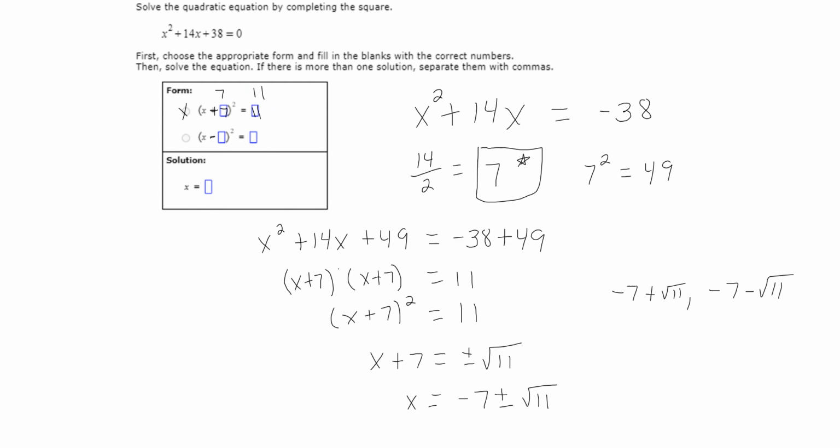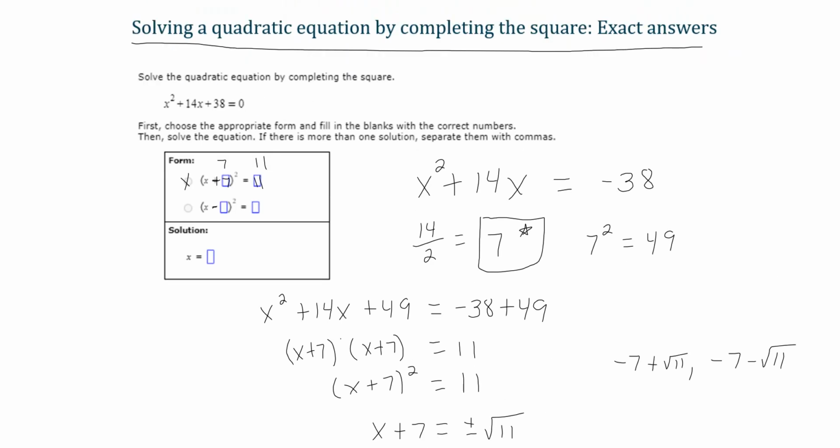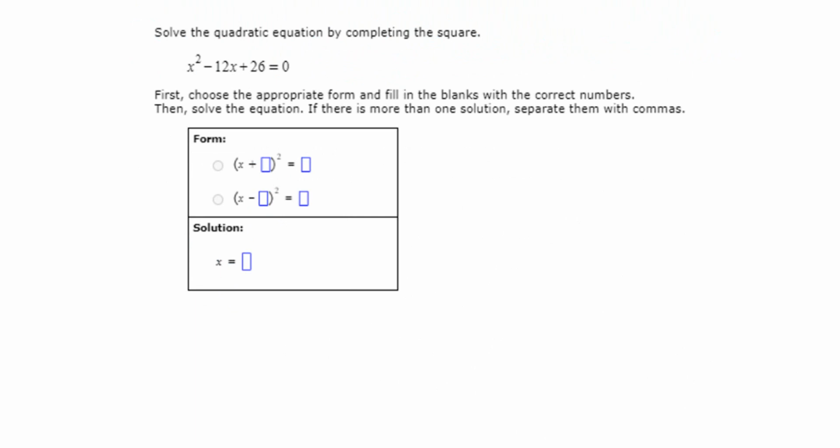So let's move on to another. All right, if you'd like to pause this and try it, go ahead. I'm going to do the problem. So we've got to figure out what format it is and then the answer. Now once you know what to do here, you don't have to show every little step. So I'm going to take the negative 12, that's our b, divided by 2, negative 6, and negative 6 squared is 36.